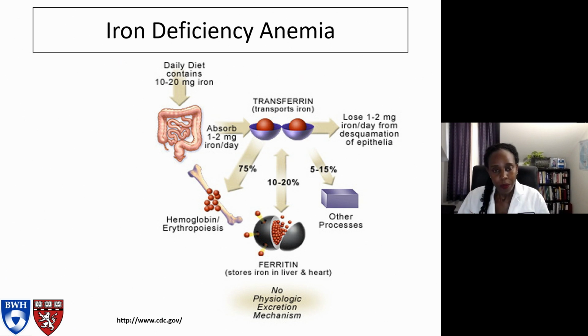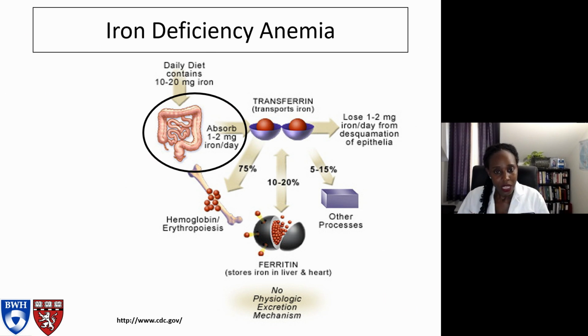So the normal American diet contains about 20 milligrams of iron per day, of which we absorb 1 to 2 milligrams. We use 75% of that for erythropoiesis, 10 to 20% is stored as ferritin, and the rest is used in other processes, mostly enzymatic. And we lose about 1 to 2 milligrams in desquamation of the intestinal lumen and somewhat of the skin.